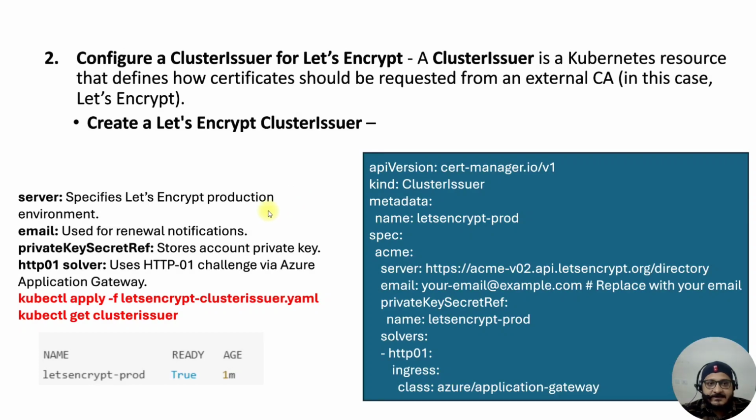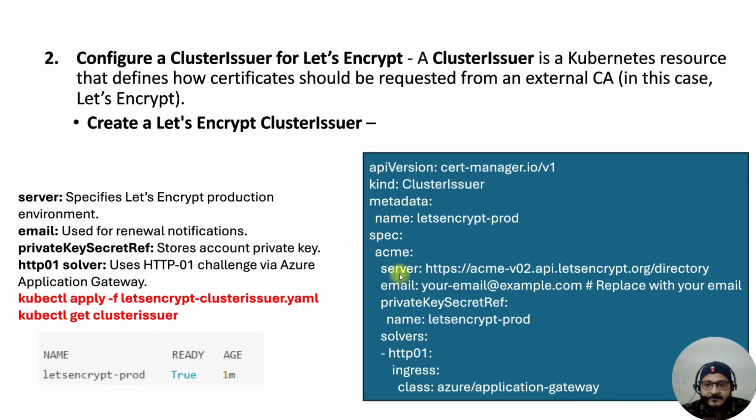So this is the sample YAML file for the cluster issuer. The API version here is cert-manager.io/v1, the kind is ClusterIssuer, and then the metadata, then we have a specification. Then you can see a very interesting term here, ACME. I will leave it for now, and we will discuss it in detail in the coming slides.